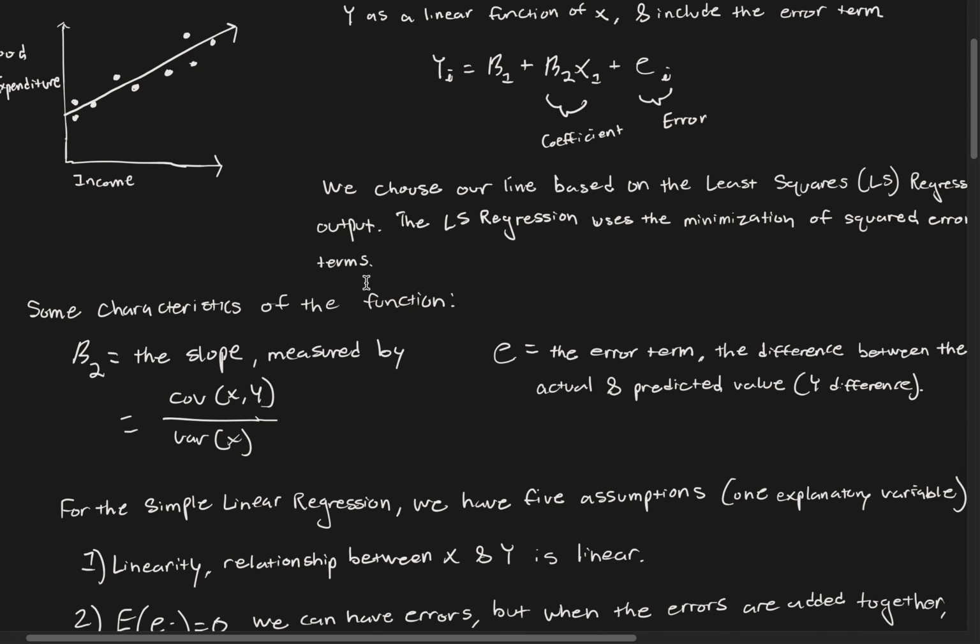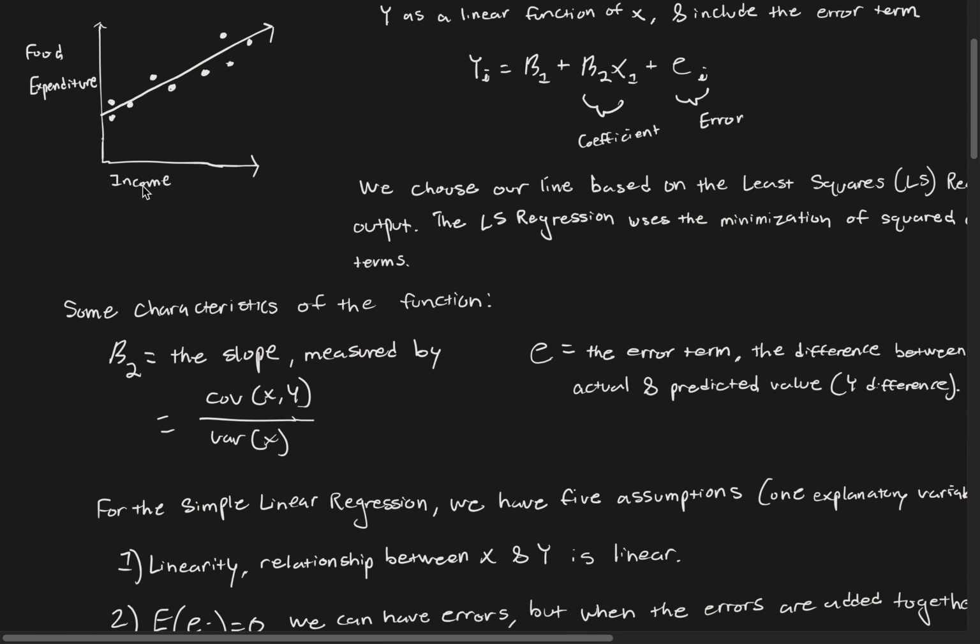The slope given by beta 2, which we can also call the coefficient or the marginal effect, is given by the covariance of x and y divided by the variance of x.